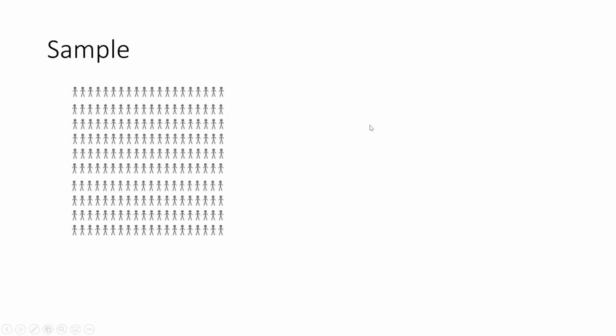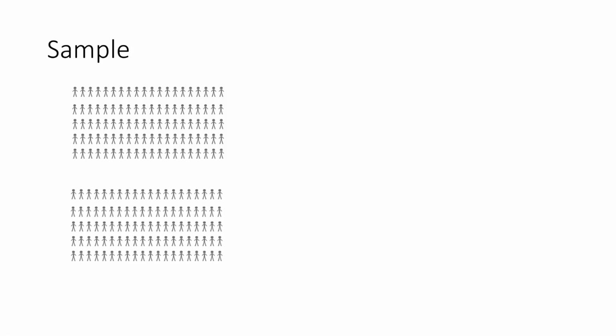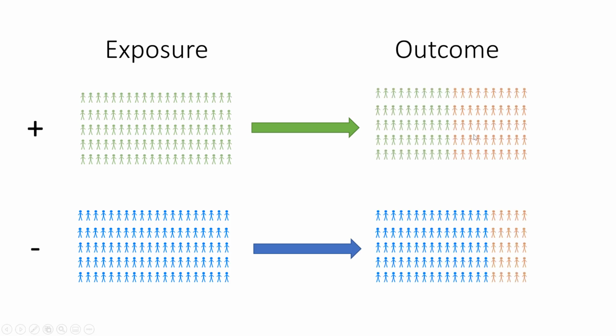Let's start with a sample of 200 people and measure their exposure to a risk factor. There are 100 people exposed and 100 people not exposed. We follow them over time and look at the proportion of cases in each group. The probability of developing disease in the exposed group is 0.5. The probability of developing disease in the unexposed group is 0.25. The ratio of these probabilities is the risk ratio, 2.